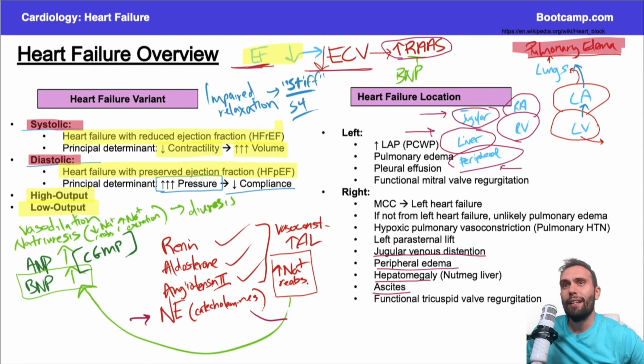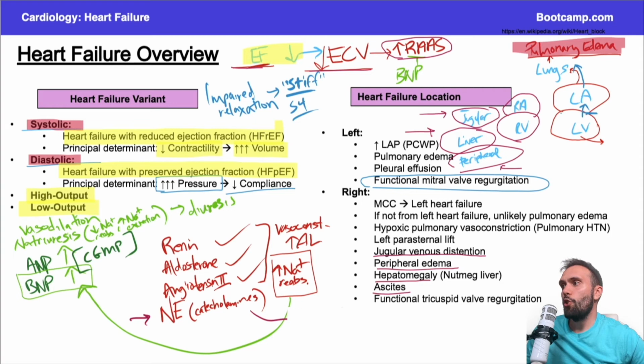One other thing I want to touch on here that I didn't talk about yet is that if you had left heart failure, you can have a functional mitral valve regurgitation. So what does that mean? Again, if you're not ejecting enough blood out of the heart, you're not able to accommodate this blood, that blood can go back to the left atrium. But remember, what's between these two structures? That's the mitral valve.